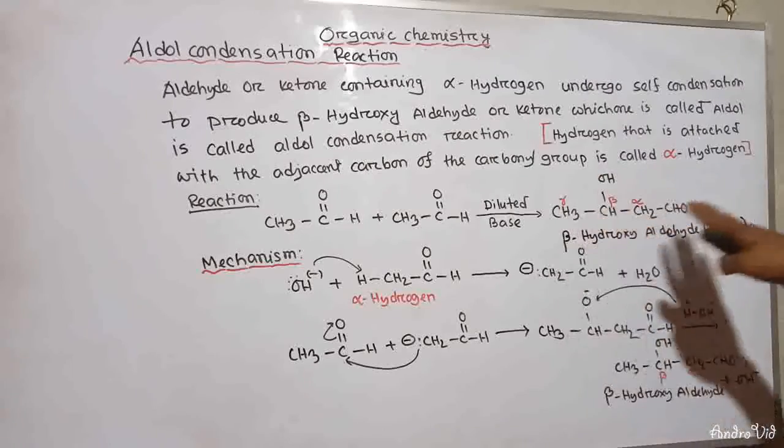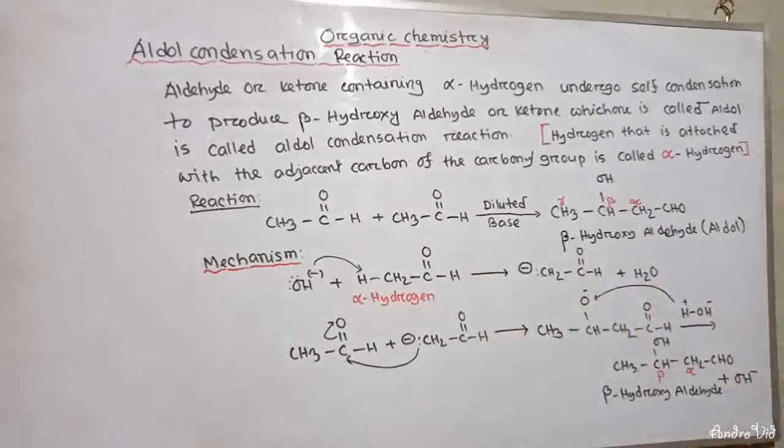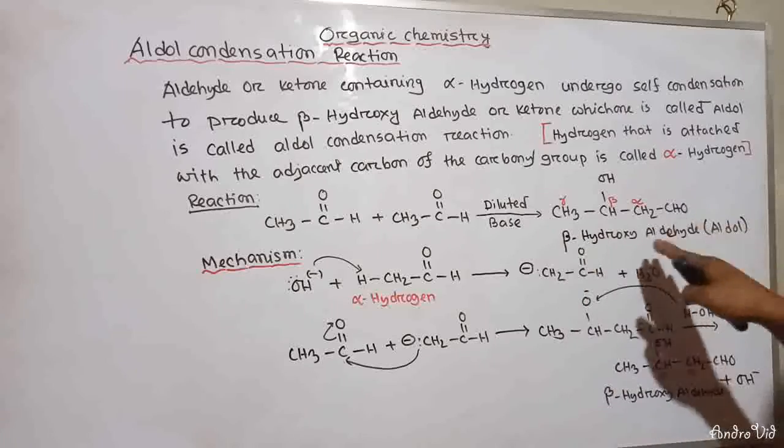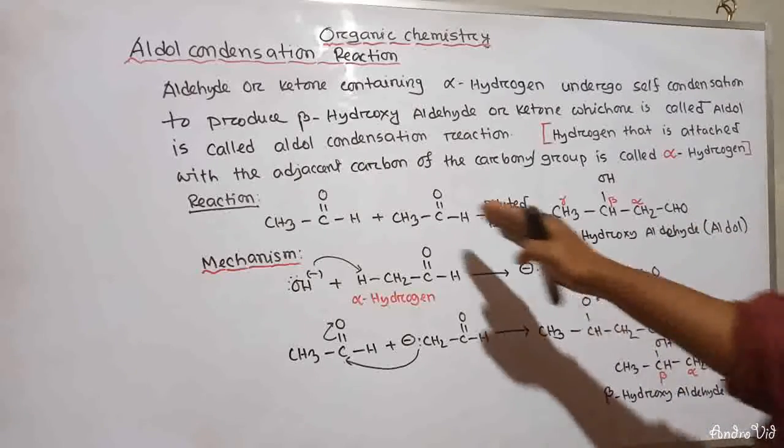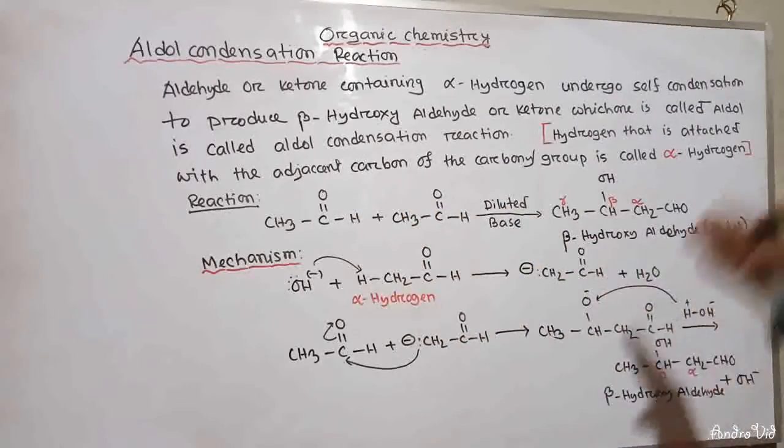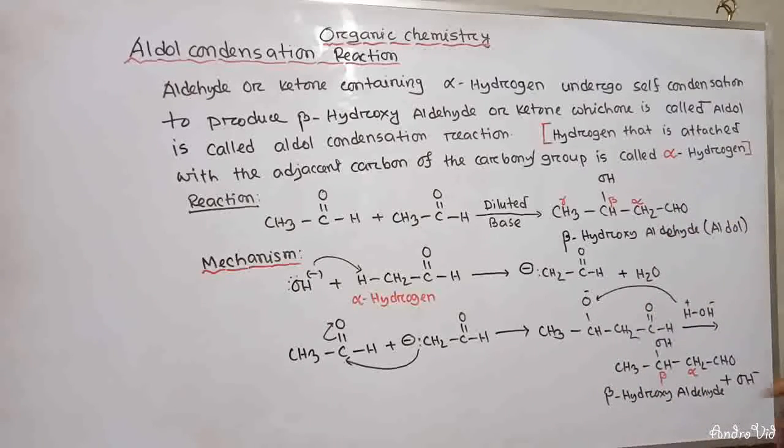It can be beta hydroxy ketone also. If both of them are ketones, then the product will be beta hydroxy ketone. If you take one aldehyde and one ketone, in that case the product can be beta hydroxy aldehyde. So the beta hydroxy aldehyde or the beta hydroxy ketone is called aldol. If this type of product is produced in any reaction, this type of reaction is called aldol condensation reaction.